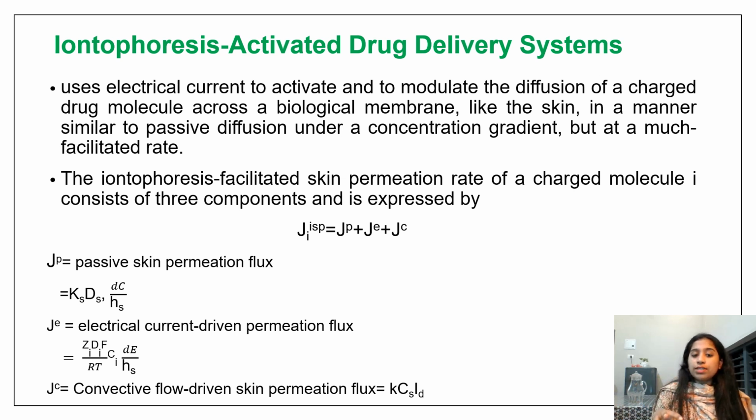So electrophoresis facilitates the skin permeation rate of the charged molecule, and consists of three components: passive skin permeation flux, electrical current driven permeation flux, and convective flow driven skin permeation flux. So J_ISP is equal to JP plus JE plus JC. Here JP is equal to KS DS dC by HS. JE is equal to ZI DI F by RT CI into dE by HS. And JC is equal to K into CS IT.